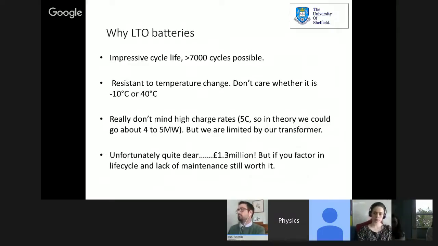They're not particularly small or light, they're quite chunky for their size. But they are resistant to temperature change. And the other key thing about lithium, and particularly titanate, is they don't mind if you really, for want of a better term, thrash them. You can really hammer them quite hard, and they do quite well. We're only limited by a transformer, actually, the amount of electricity you can get through our transformer.